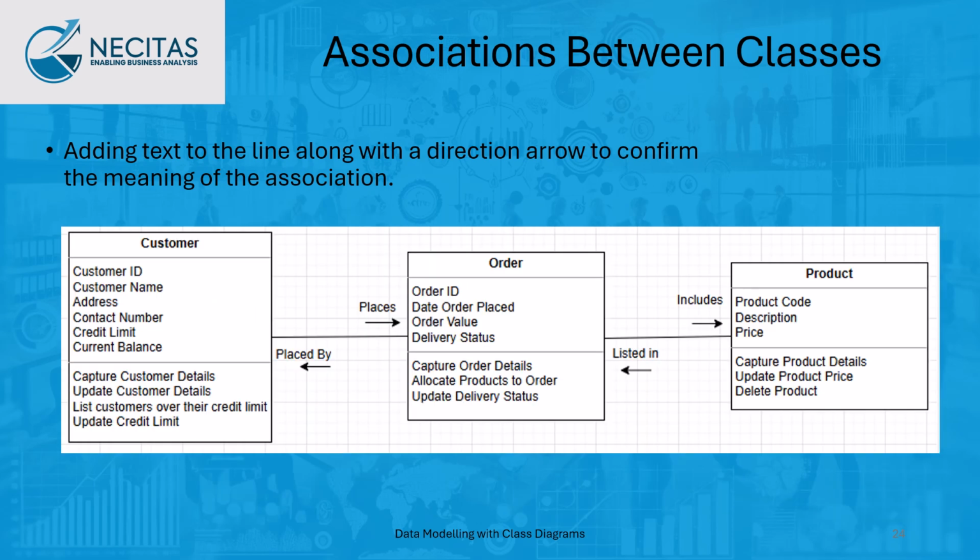Putting these examples together, our sample class model now looks like this. As we mentioned earlier, annotating the lines with text and arrows is not common, so we will not be using it anymore in the course. So now we understand the concepts of associations. It's time to move on to consider the business rules that govern these associations.